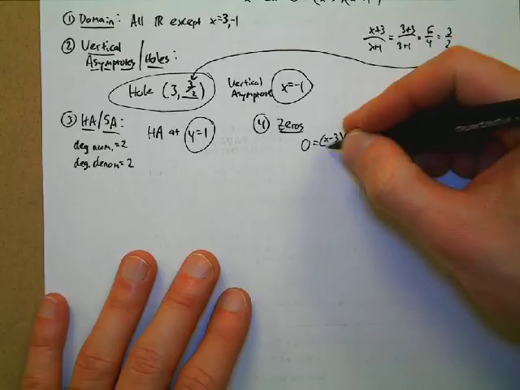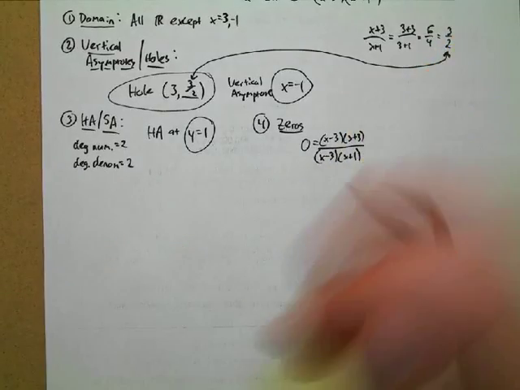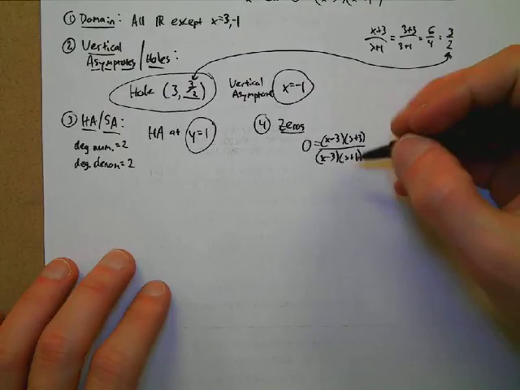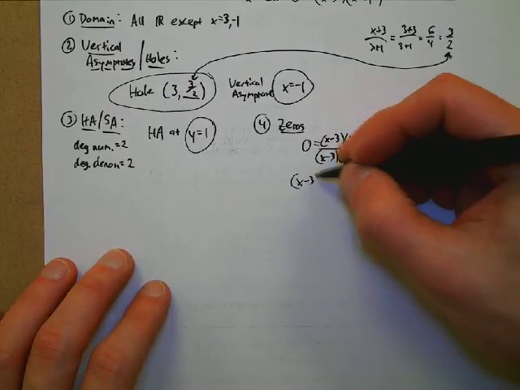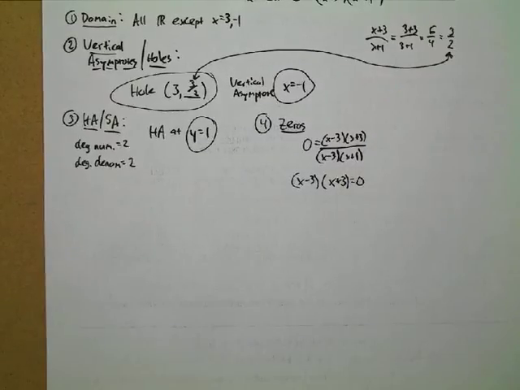But remember that 3 is restricted from the domain. Why is 3 restricted from the domain? Because there's a hole at 3. So we're not going to include that 3 as a zero, just the negative 3. Just the negative 3 is a zero there. Restricted from the domain, so we throw it out. And now I can finally graph.